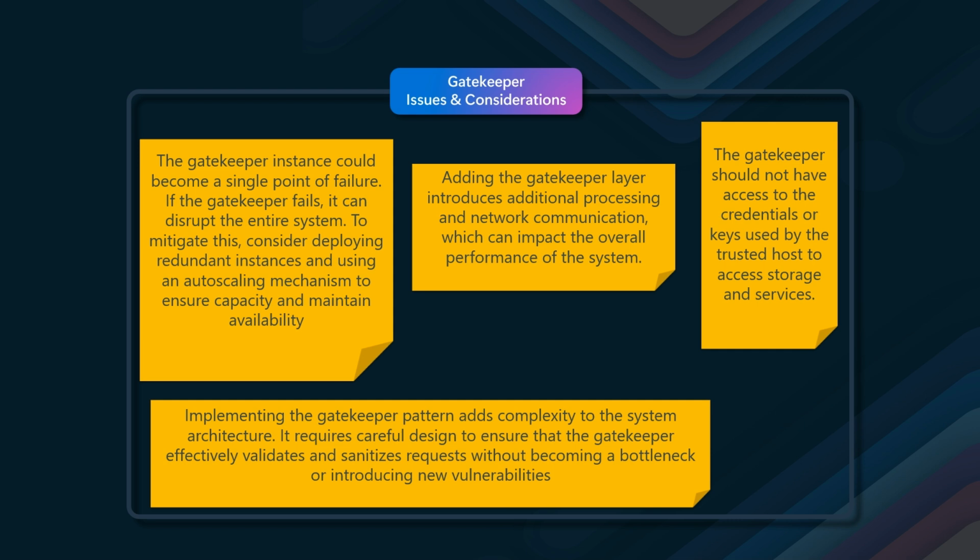The gatekeeper should not perform any processing related to the application or services or access any data. Its function should be purely to validate and standardize requests. The trusted host might need to perform additional request validation, but the core validation should be done by the gatekeeper. By considering these issues and implementing appropriate strategies, you can effectively manage the complexities associated with the gatekeeper pattern and ensure reliability, security, and performance of your application.